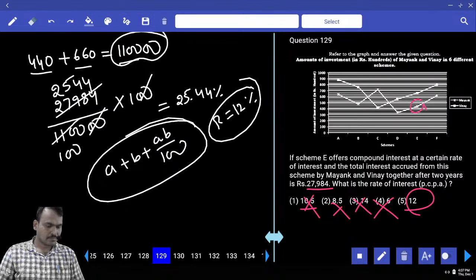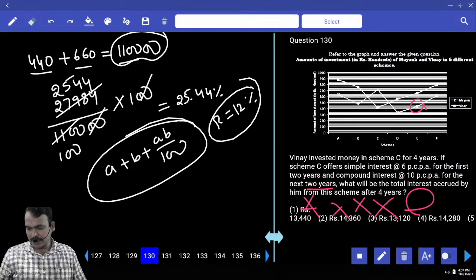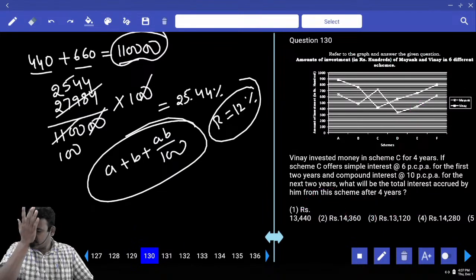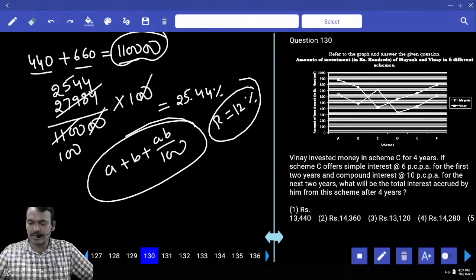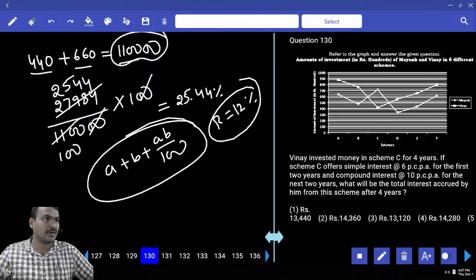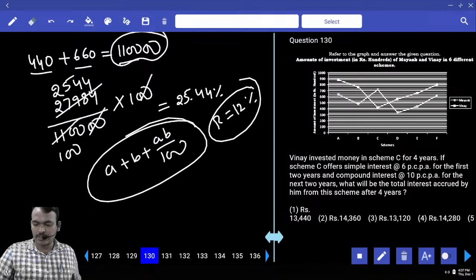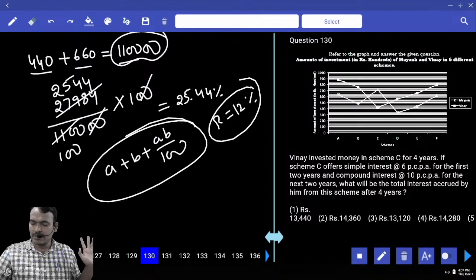Yes or no? Next, 130. When I invested money in scheme C, for how many years? 4 years. If scheme C offers simple interest at the rate of 6% per annum for the first 2 years and compound interest at the rate of 10% per annum for the next 2 years, what will be the total interest accrued by him from this scheme after how many years? 4 years or not? First 2 years simple interest, next 2 years compound interest.